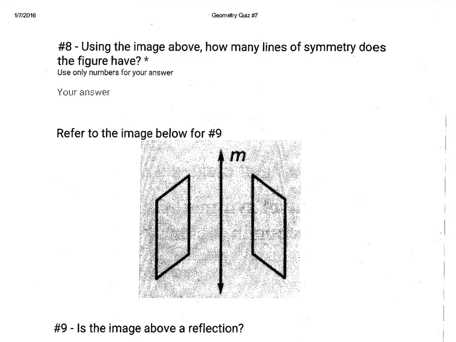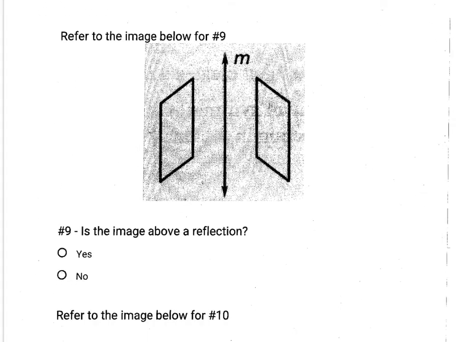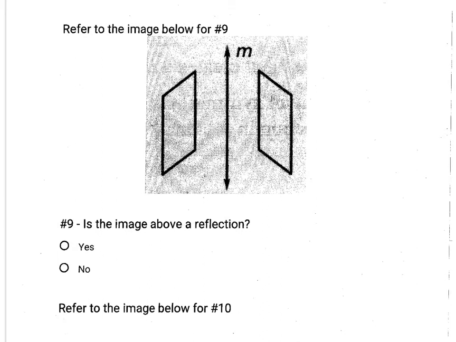Number 9. Number 9 asks, is this image above up here a reflection over line M? Is this being reflected? And you just put yes or no.